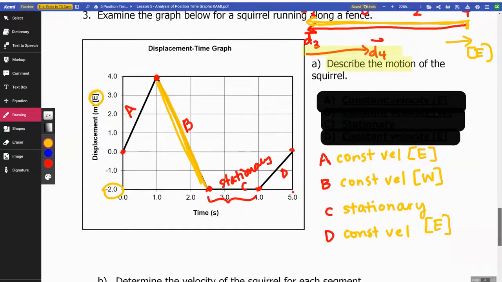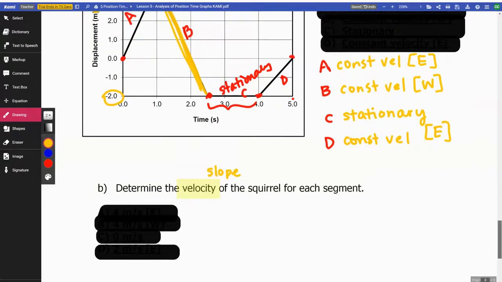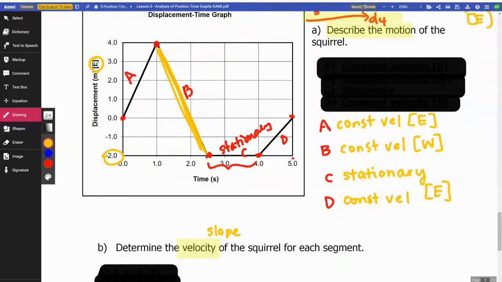Okay? So the last question is determine velocity. What do I need to find from the graph to find velocity? I've asked you this. I've talked about it so many times. We calculate the slope. Anyway, all right. So I need to find the slope.